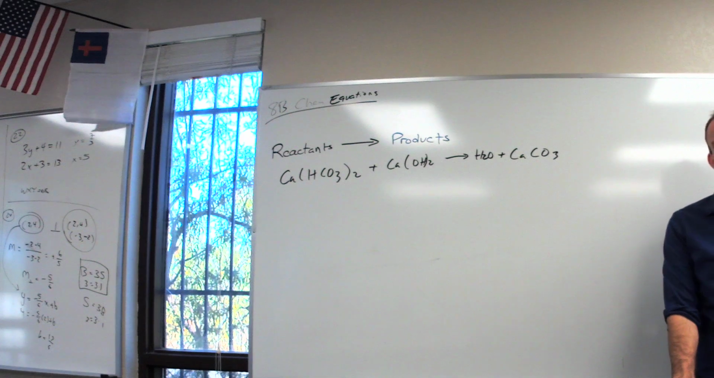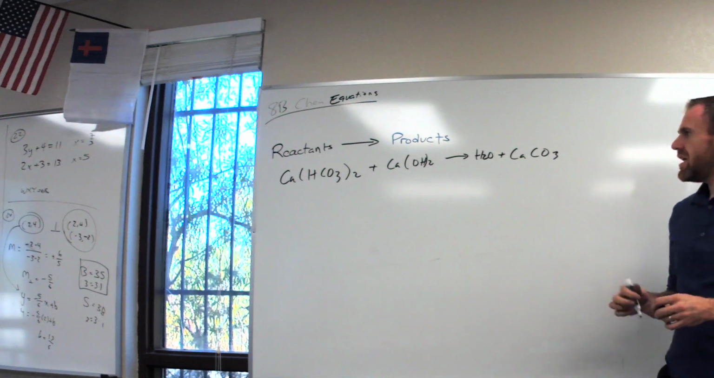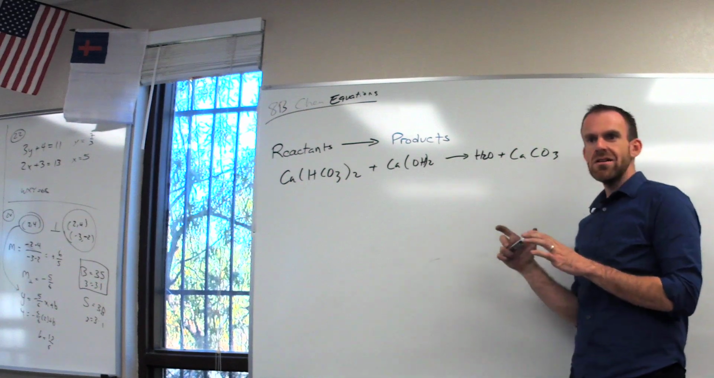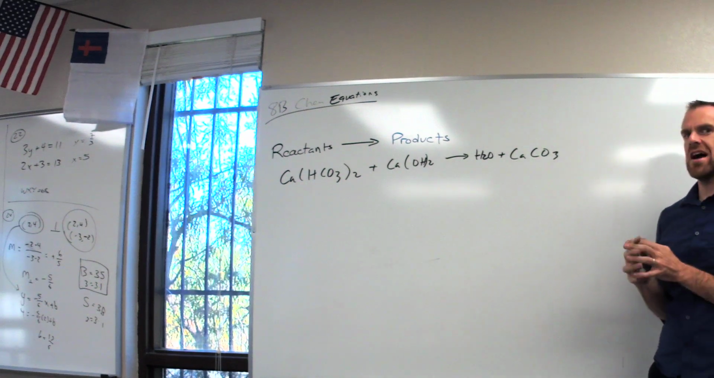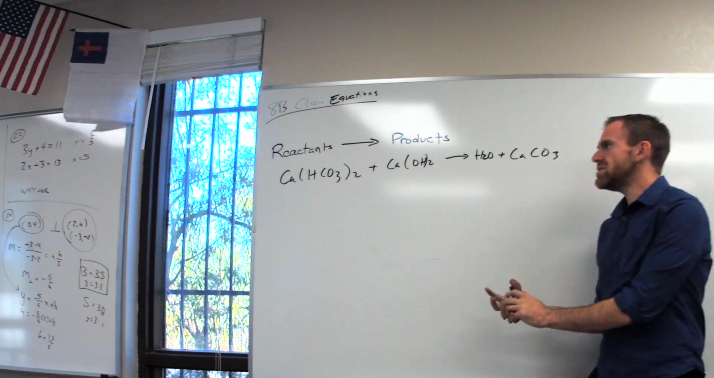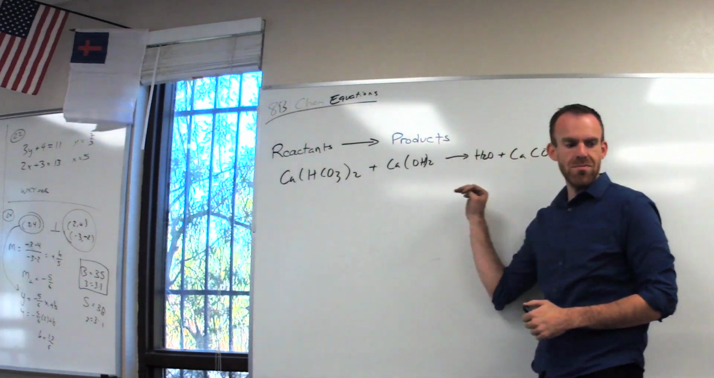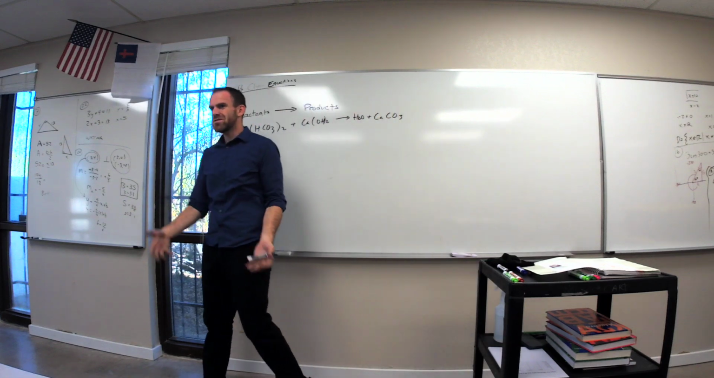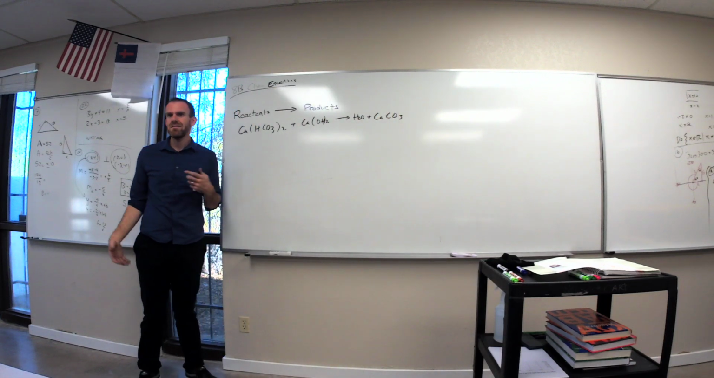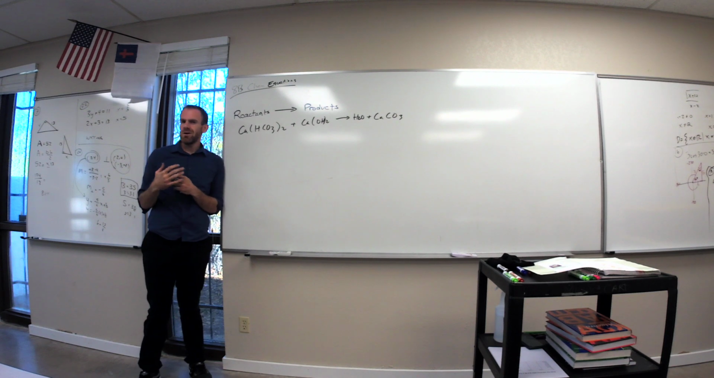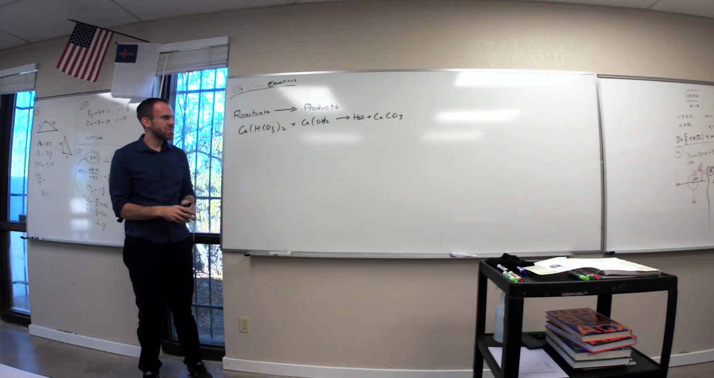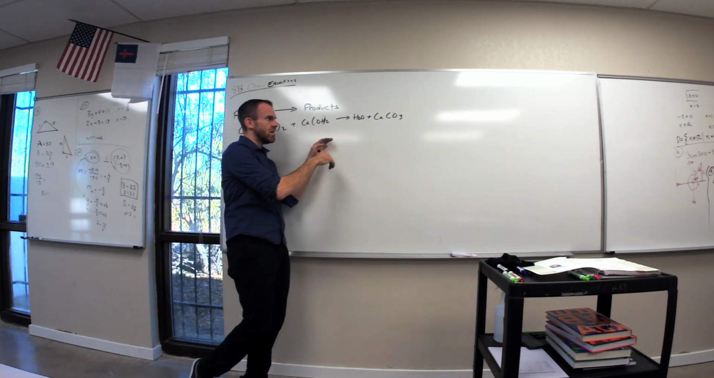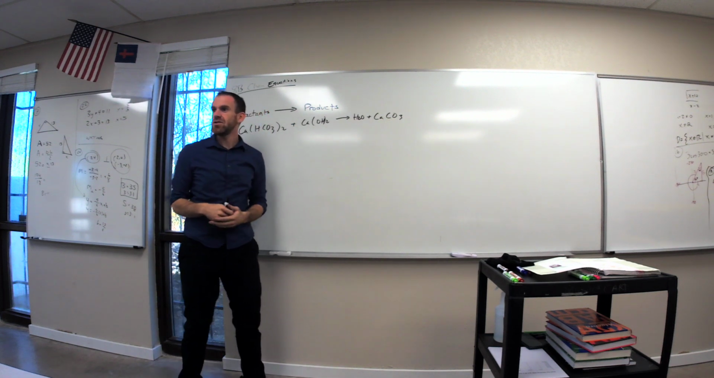Carbonate. Okay. Now, let's go back to our actual study today. We are trying to balance this chemical reaction. We want to know how much of our reactants are required to make these products. Why? Because you don't just throw stuff together and hope for the best. If you want to do real chemistry and real science, you have to know how much of this and how much of this are required to make the amount of that you want.